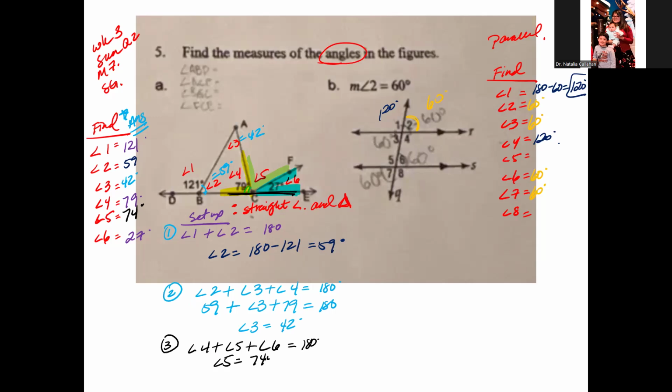And I think that's it. Yeah, that's it. Good. So what is angle 5? Angle 5 is 120. Okay, angle 8 is? 120. There you go. Pretty easy.